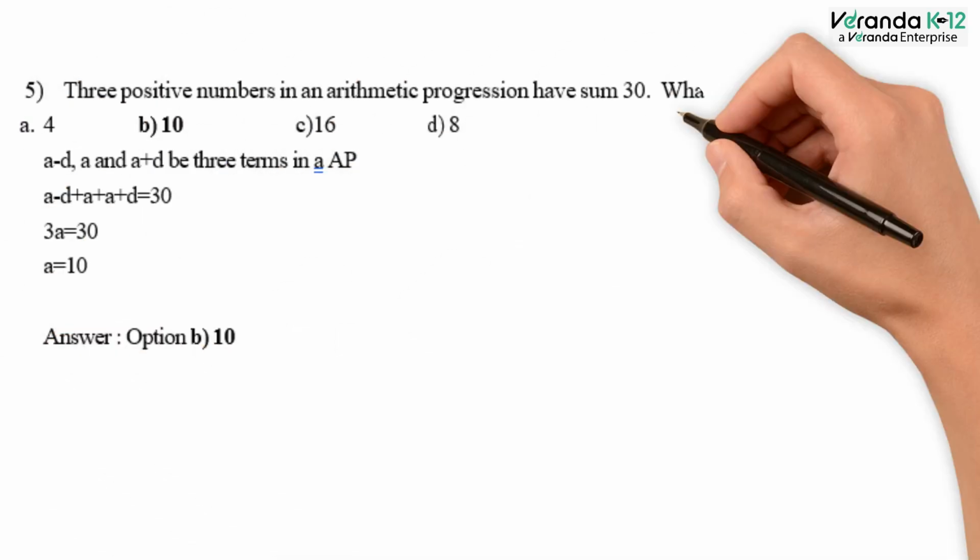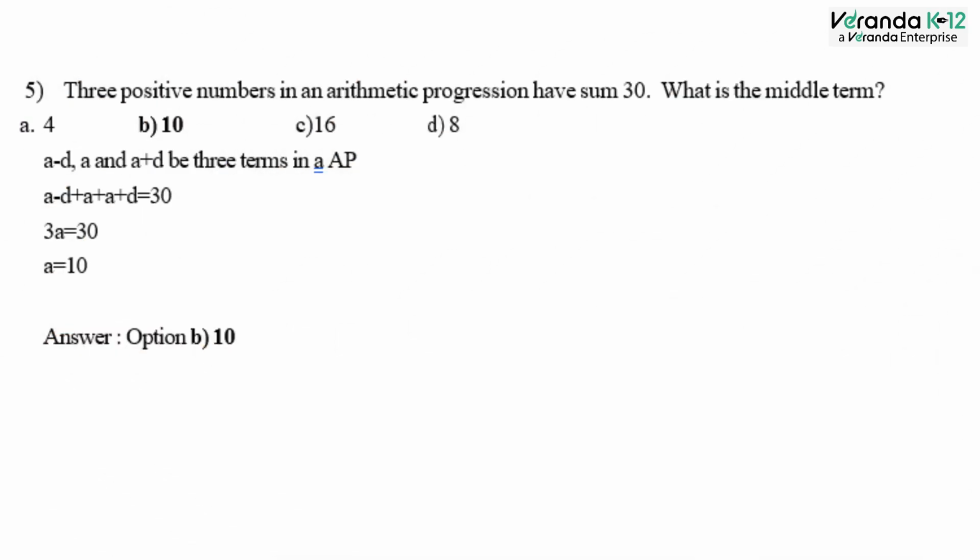Fifth question. 3 positive numbers in an arithmetic progression have sum 30. What is the middle term? Option A, 4. Option B, 10. Option C, 16. Option D, 8.